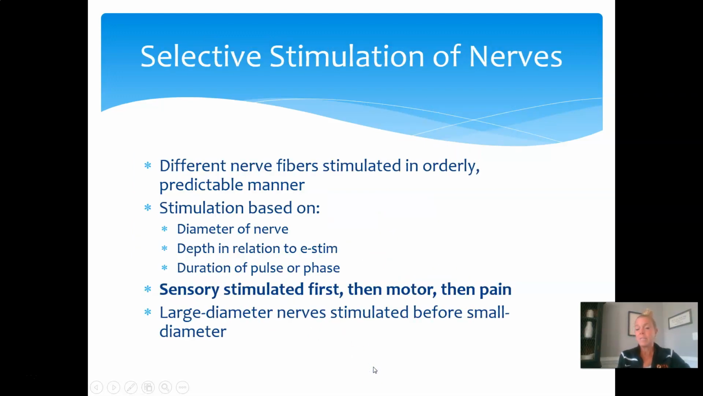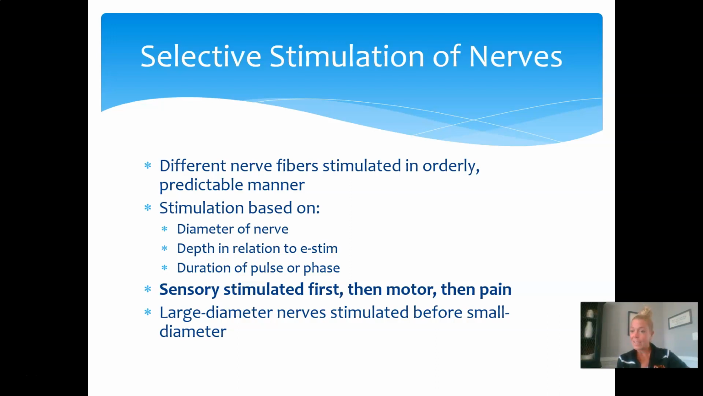So selective stimulation of nerves. I did mention earlier there is a very predictable order in which Estim is going to stimulate nerve tissue. It's based on the diameter of the nerve, the depth in relation to Estim. So larger nerves are going to be stimulated before smaller nerves. That's the diameter of the nerve. Depth in relation, more superficial nerves are going to be stimulated before deeper nerves. And then the duration of your pulse or your phase, which is going to be determined by your waveform in your machine. In general, always, always, always.